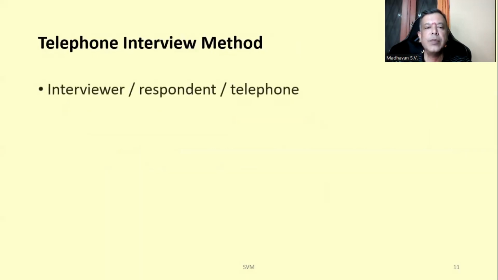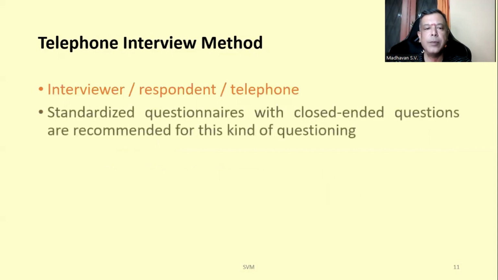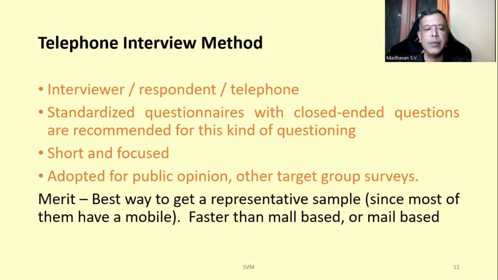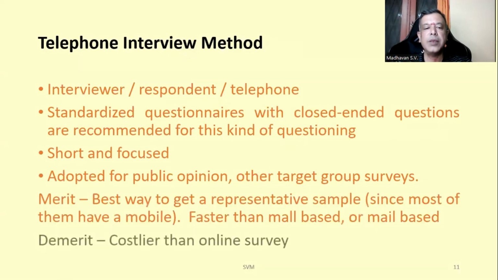Telephonic interview method. Interviewer will be there, a respondent will be there, and a telephone will be there in between, or a cell phone or mobile phone. Standardized questionnaires with close-ended questions are recommended because it has to be short and brief. Short and focused, adopted for public opinion and other target group surveys. Merit: best way to get a representative sample since most of them are mobile, faster than mall-based or mail-based. Demerit: costlier than online survey.